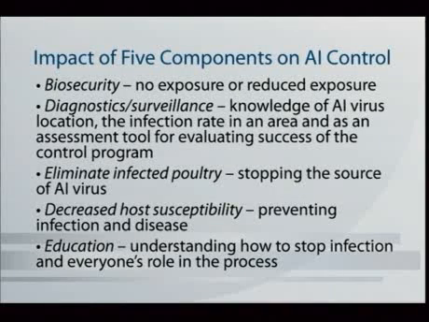Elimination of infected poultry is a very critical part. It stops the source of the avian influenza virus that seeds into that geographic region. Fourth, decreased host susceptibility prevents infection or disease. That's generally done by vaccination, although host genetics could play a role in the future. And finally, the 5th component, education, helps people understand what their role will be in preventing infection and how they can stop the process of movement of this virus. So how does avian influenza virus affect poultry? This is basic for us to understand and develop and formulate goals.